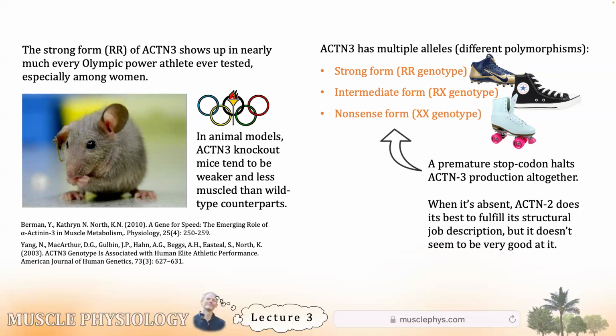You have an advantage. You have traction. The intermediate form would be like tug of war with sneakers, and then the nonsense form is like a tug of war with roller skates. You just don't have a strong connection, a strong grip. In animal models, where you can look at actinin-3 knockout conditions, which is just selectively breeding mice to achieve this absence of the protein, the knockout mice are scrawnier than their wild type peers, the non-knockout mice.